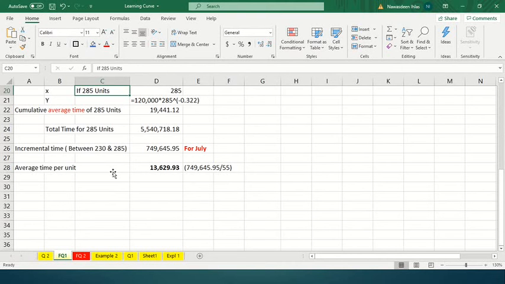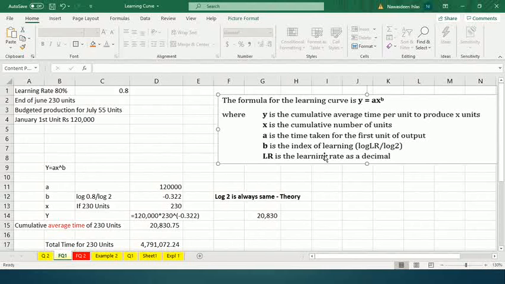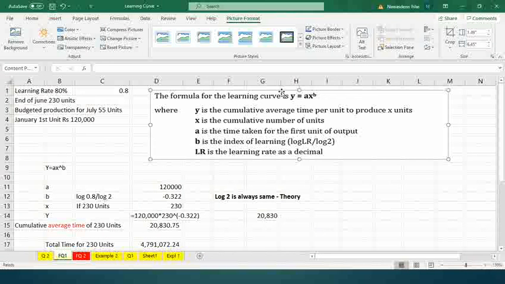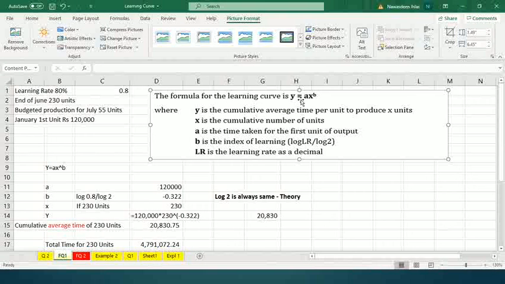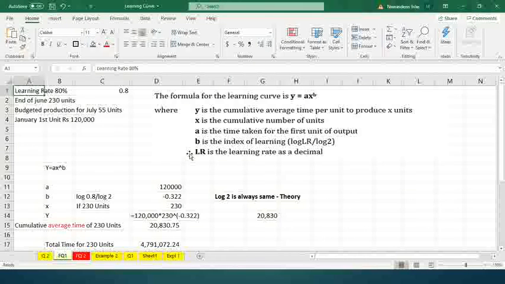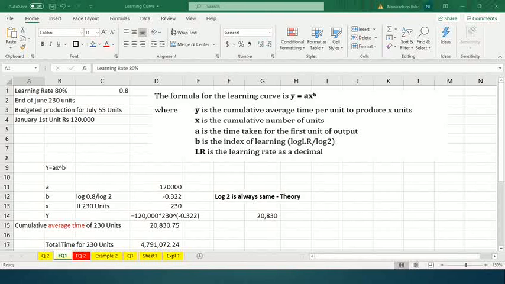So here, this is our formula. I have taken a screenshot. The formula for the learning curve theory: y = ax^b. Learning rate, I explained. We want to take the learning rate as a decimal. So 80%, which in this question is 80%, means it should be 0.8.